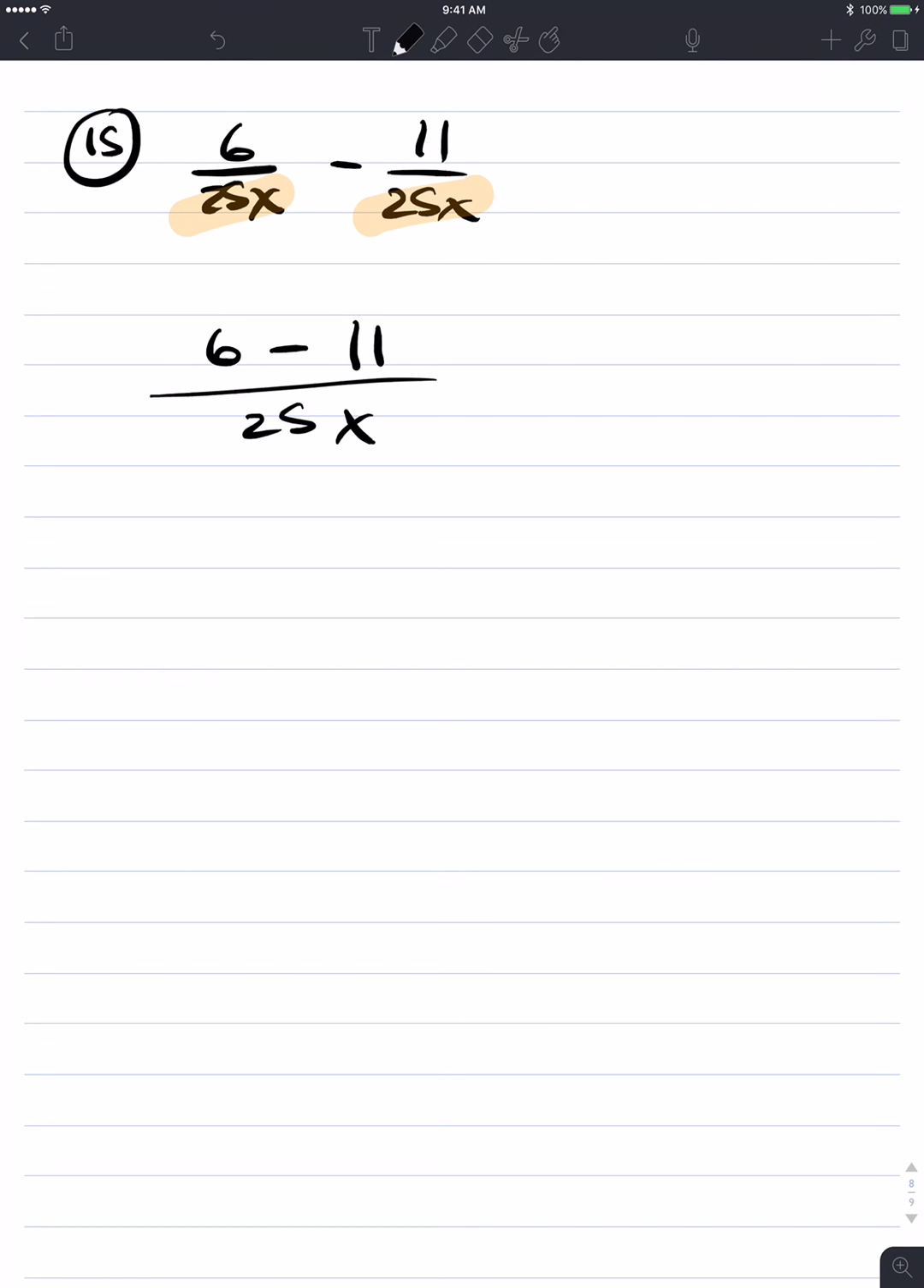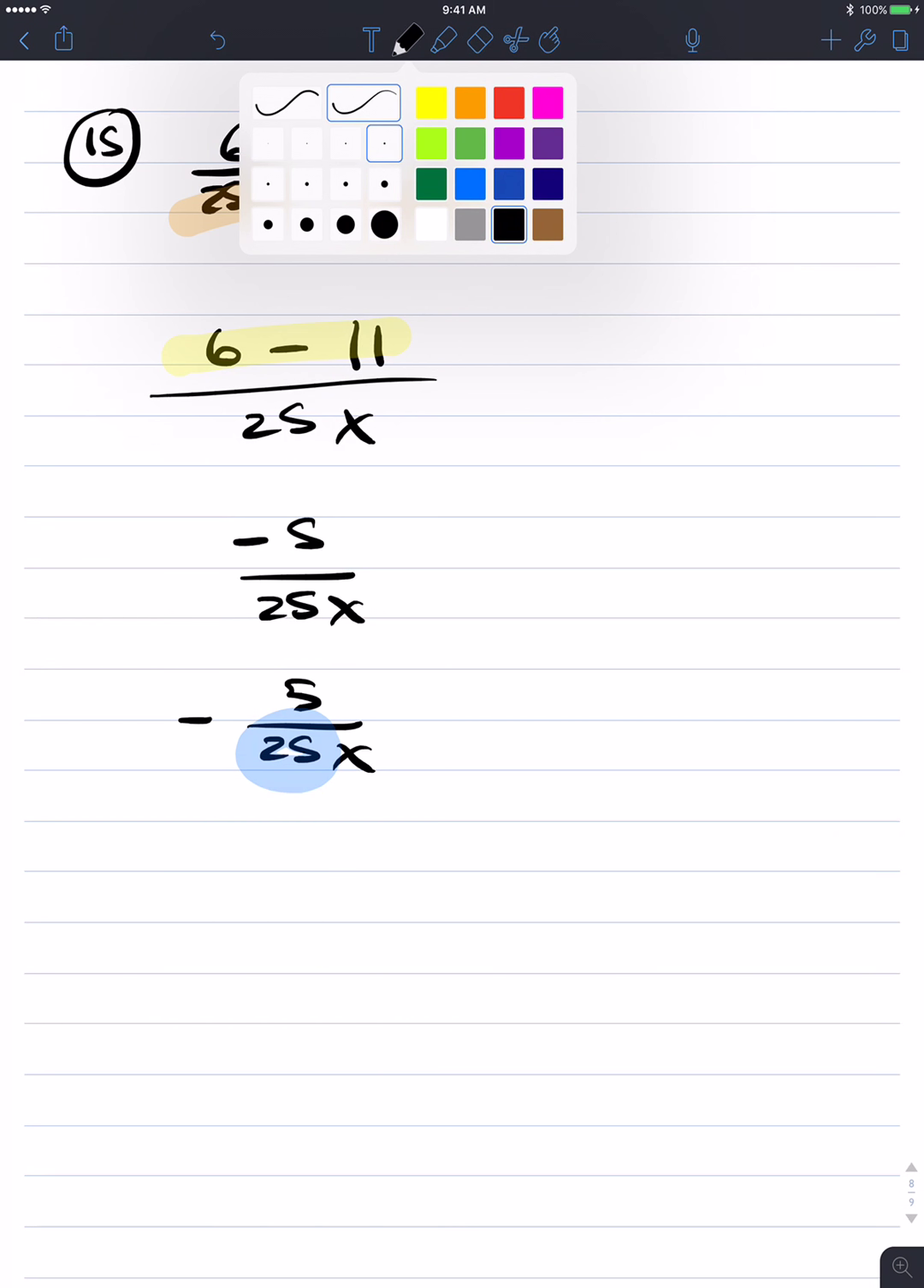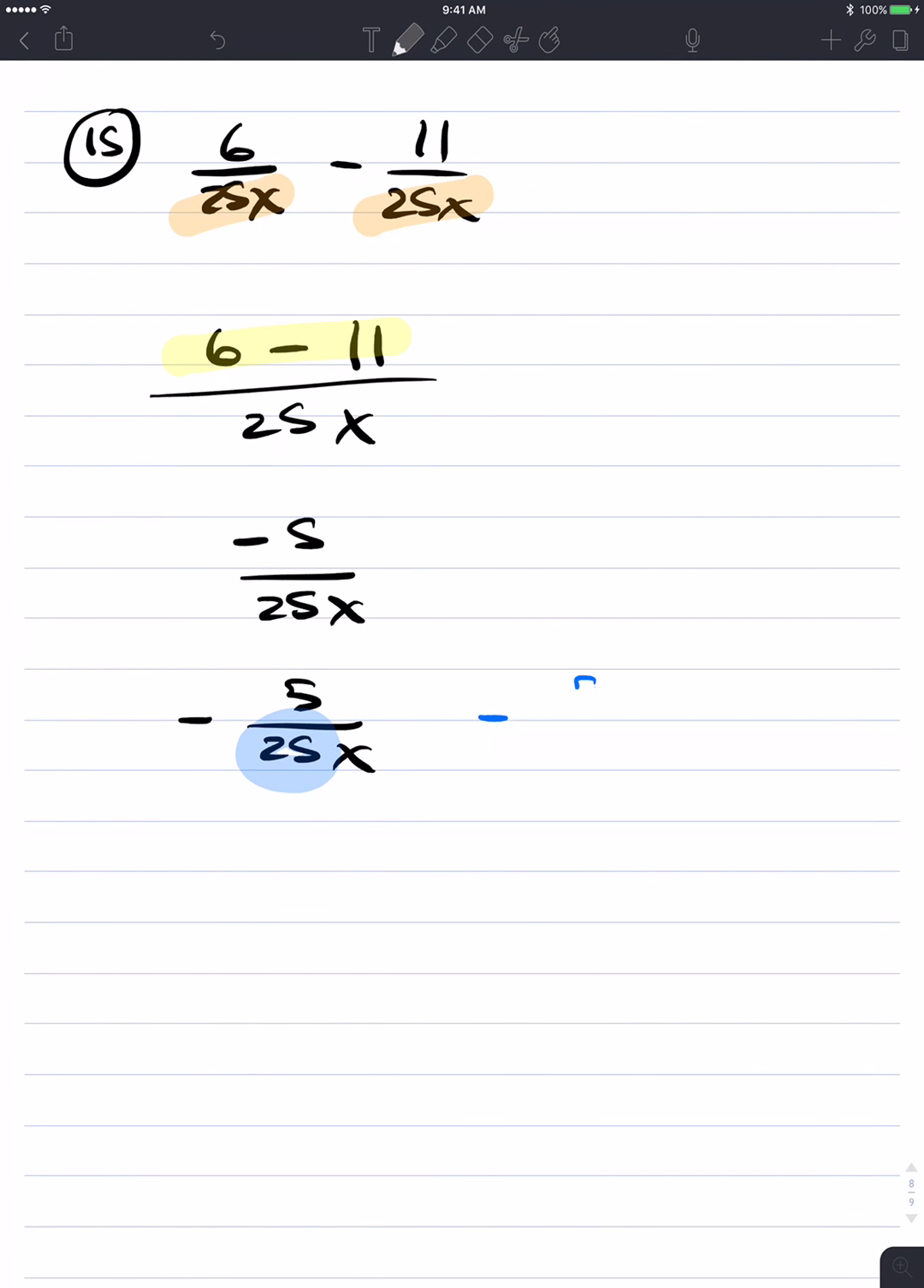Number 15. 6 over 25x minus 11 over 25x. We have the same denominators. I'm going to subtract our numerators and keep this over the 25x denominator. Now, 6 minus 11 on top here, in our numerator position, gives us a negative 5 over 25x. We're going to keep our negative sign at the same level as our division sign. And now we get to break down our numbers. But in this case, only the 25 here can be broken down. So we have negative 5 over 5 times 5 x.